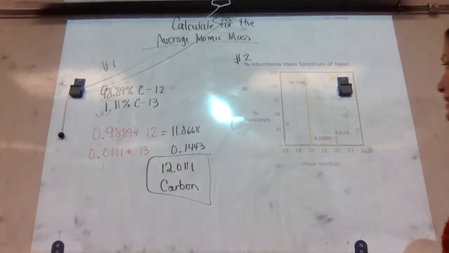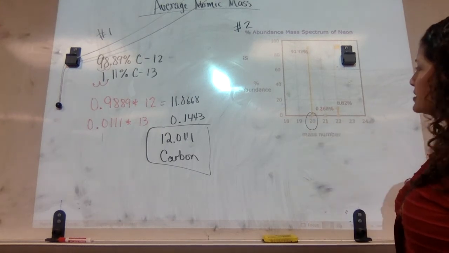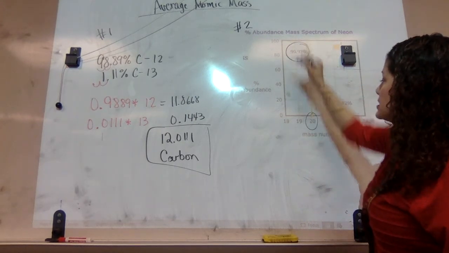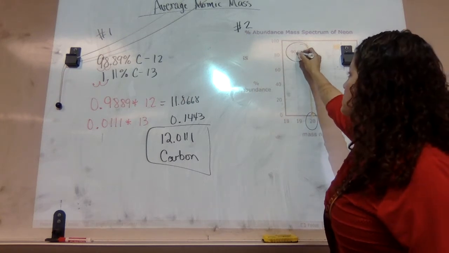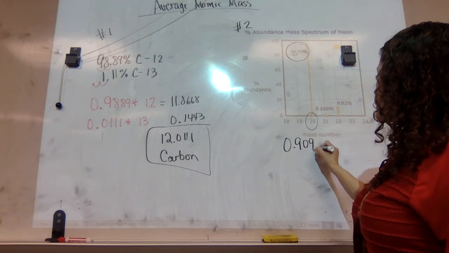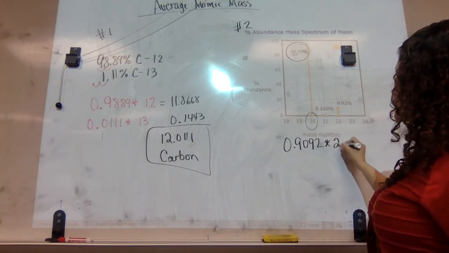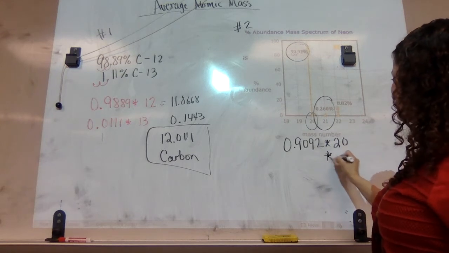The other way you're going to see it is in a grid format. And so I'm going to see my atomic mass is 20 and my percentage is 90.92. So I'm going to go ahead and put that here. And same thing, move your decimal over 2 spots. So I have 0.9092 times 20.